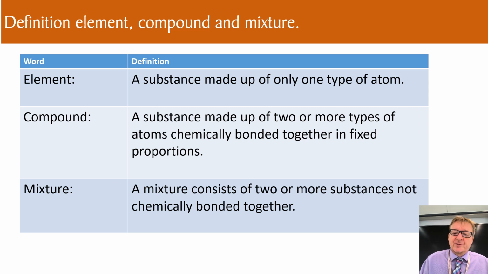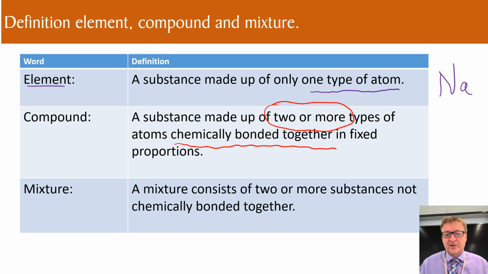Right, some definitions. An element is a substance made up of only one type of atom. So Na is an element, and it's only made up of sodium atoms. A compound is a substance made up of 2 or more atoms, but the key is they are chemically bonded together, so they are stuck together. A mixture is 2 or more again, but they are not chemically bonded, so I can separate them out easier than in a compound.